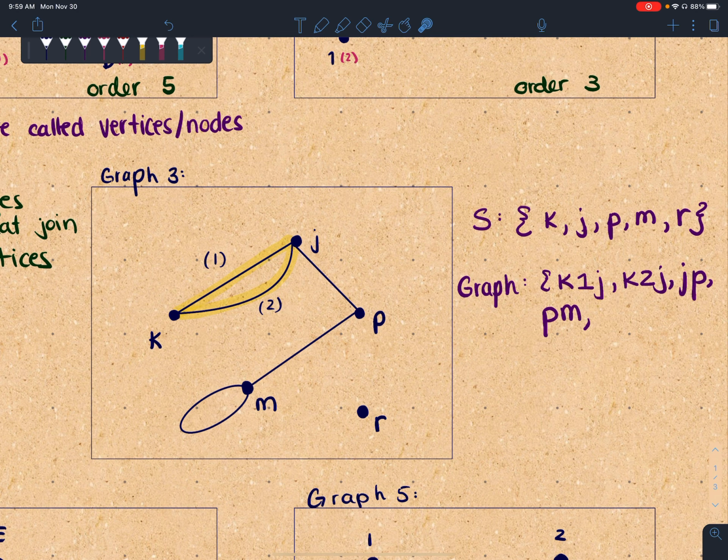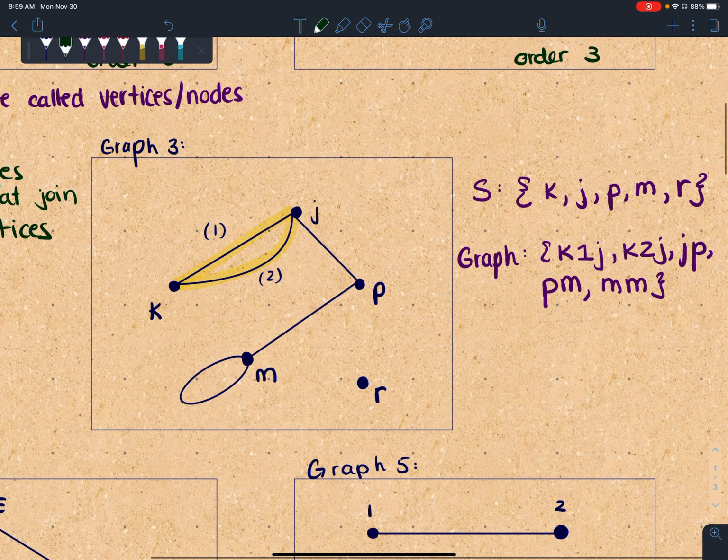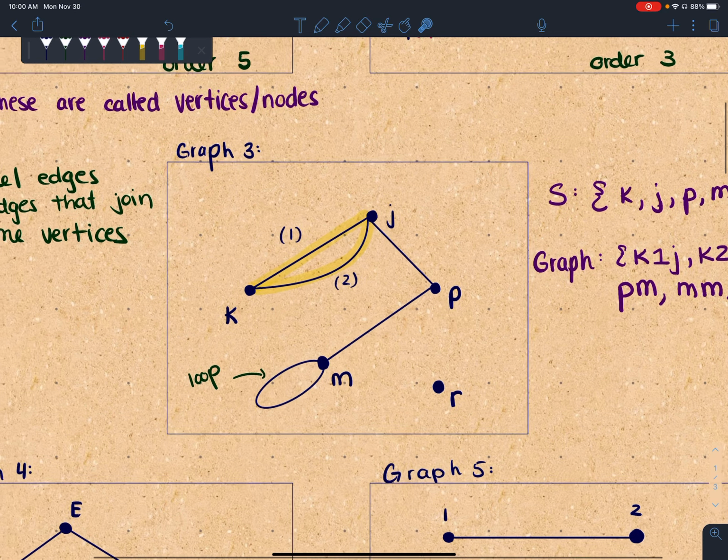And then at M, we have this little circle, which is what we call a loop. So a loop is an edge that joins a vertex to itself. So this we would describe as MM, since you go from M and you travel back to M. So we'll put all of this terminology in here. So this here is a loop. And we have R all by itself.